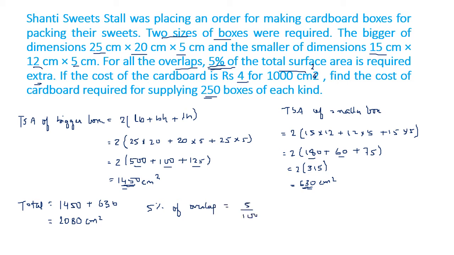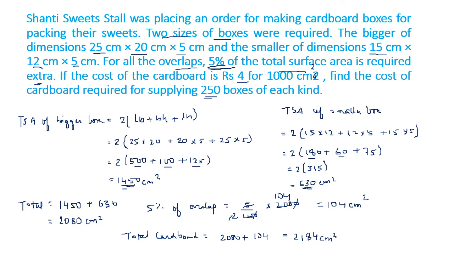5% of overlap will give me how much? 5% of 2080, that is 104 centimeter square. That is the overlap. So total cardboard needed is equal to 2080 plus 104, equal to 2184 centimeter square.